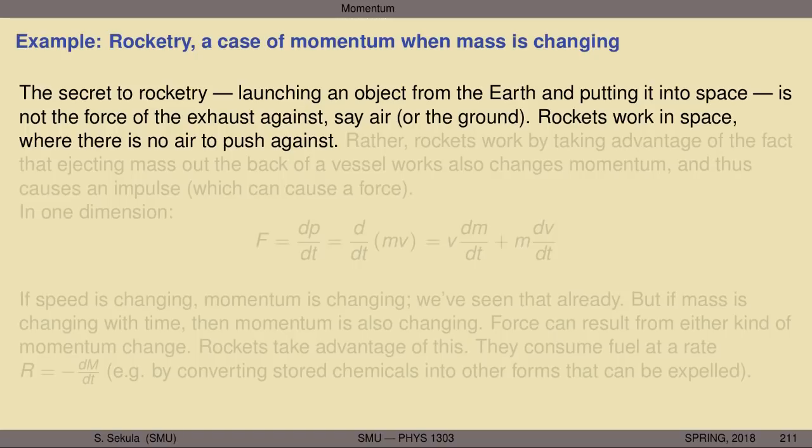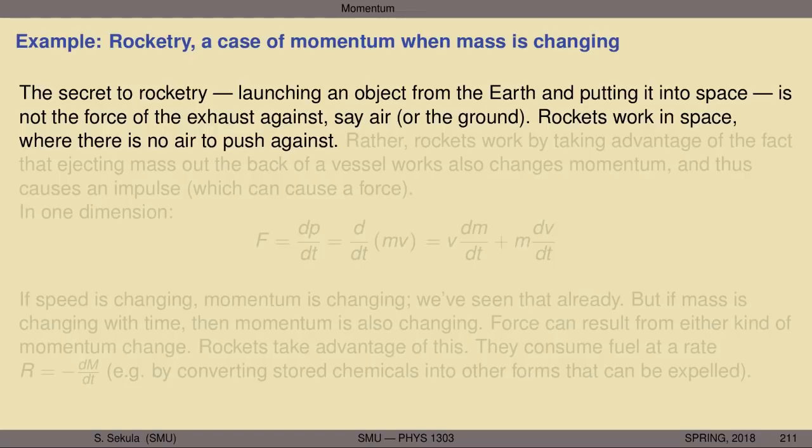You ignite the fuel chemically, for instance. You do some kind of chemical reaction, and this increases pressure in the vessel, which spits mass out the back end of the rocket. You're taking the original mass of the rocket and you're declining it essentially by throwing mass out the back end. So the secret to rocketry, that is launching an object from the Earth, say, and putting it up into space, it's not the force of the exhaust against air or the ground.